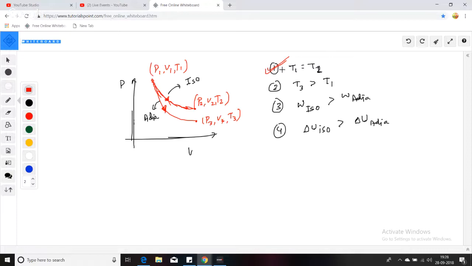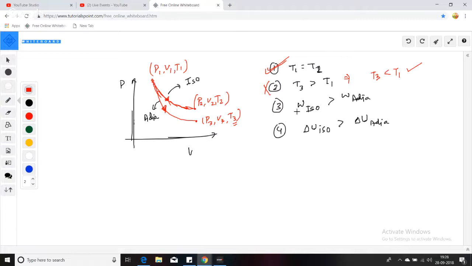Is T3 greater than T1 possible? No, because this process is adiabatic, and this expansion takes place at the cost of its internal energy. So the temperature decreases in this process. Obviously T3 should be less than T1, so this answer is not correct. The correct answer is that T3 should be less than T1. This one is correct.